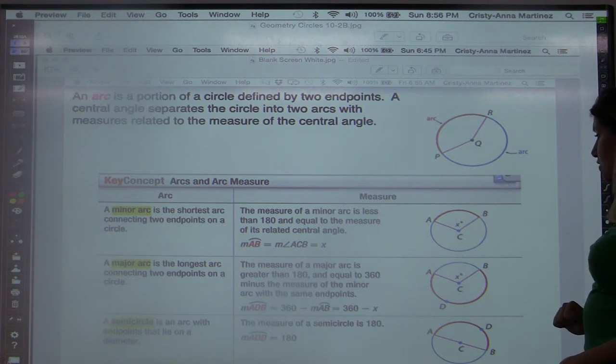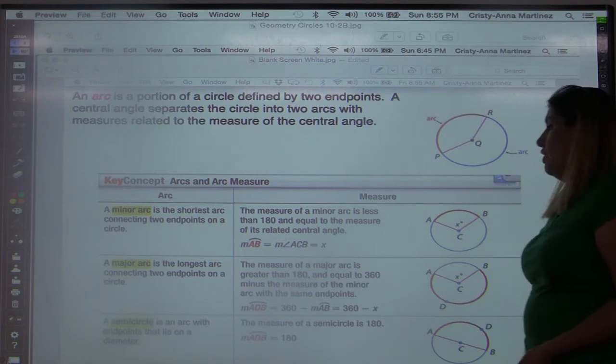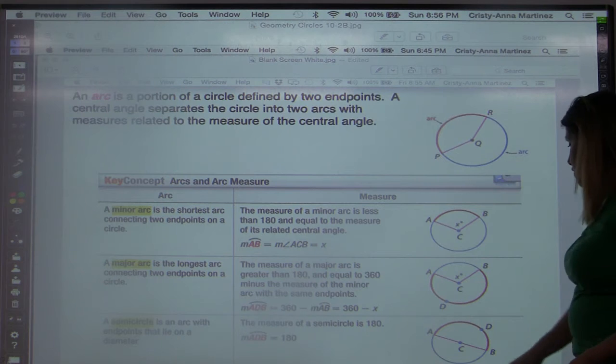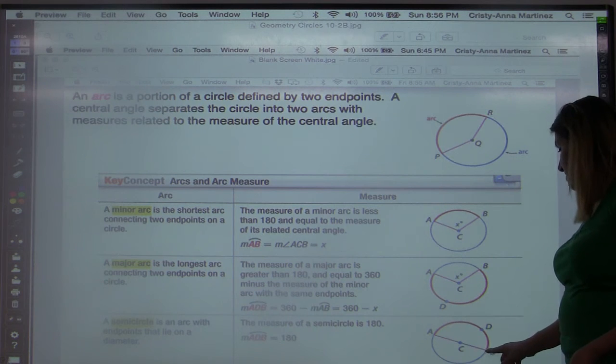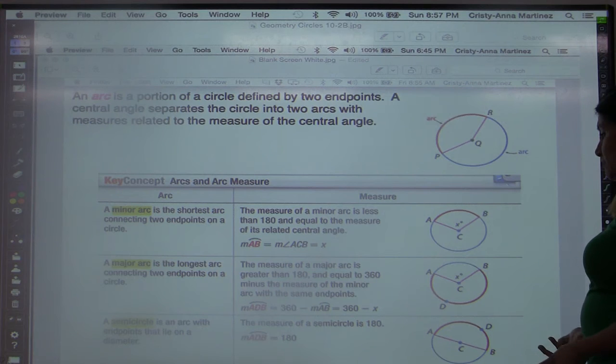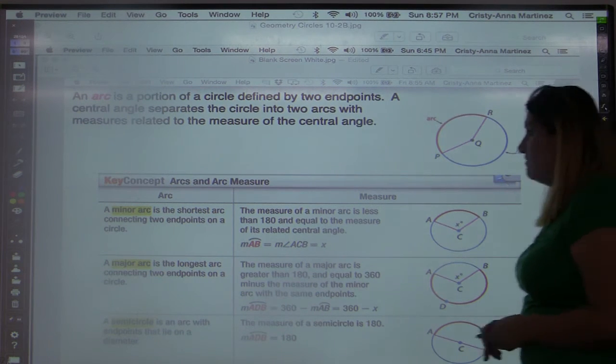A semicircle is an arc with endpoints that both lie on the diameter. That way it doesn't matter which direction you go, because it's a semicircle. In the case of a semicircle, its measure is always going to be 180. So those are the different types of arcs that we have.